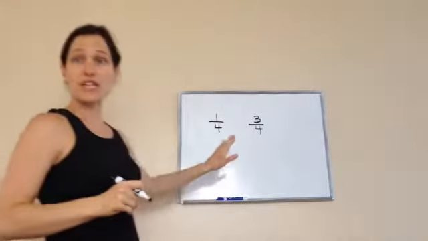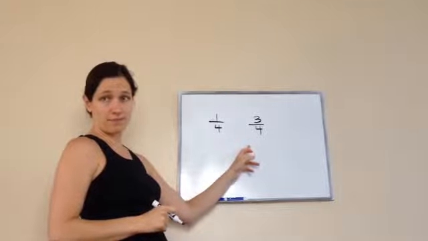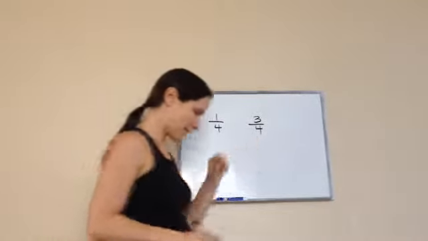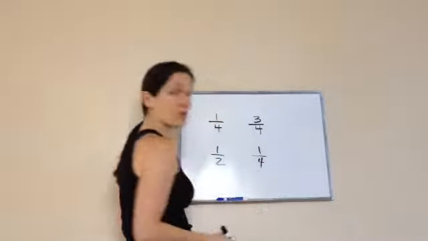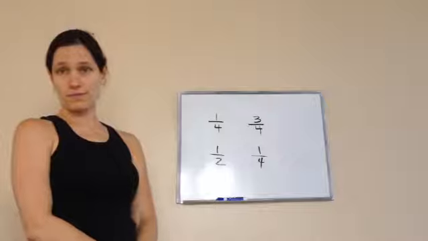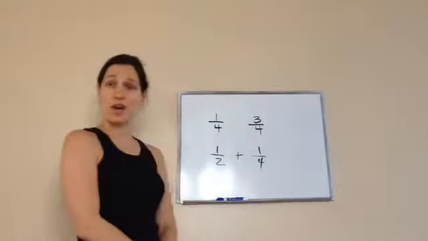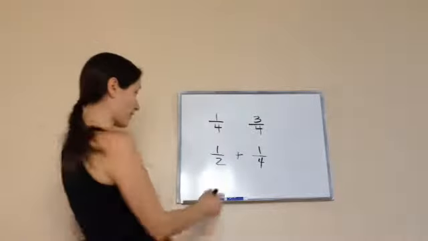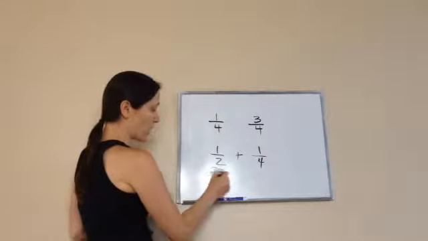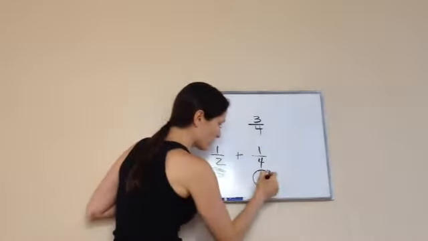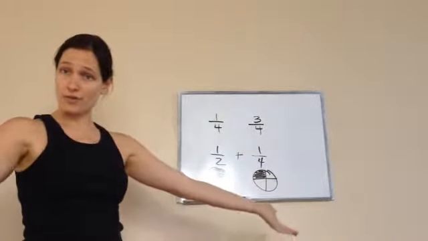Okay, these two fractions have the same denominator. Do you see that? Yes. Same denominator. But look at these two fractions. Do they have the same denominator? No. Okay, let's say they wanted me to add these two fractions. There's a problem here because this one's broken up into two spots. This one is broken up into four spots. How do I know how much total I have?